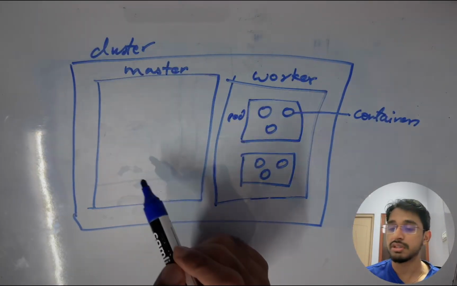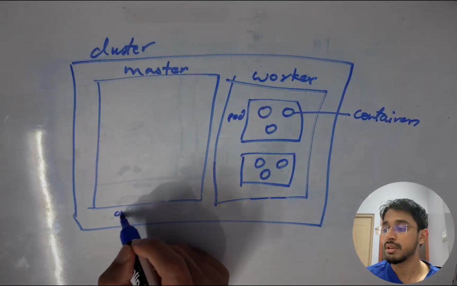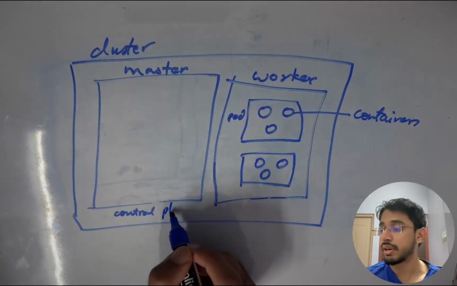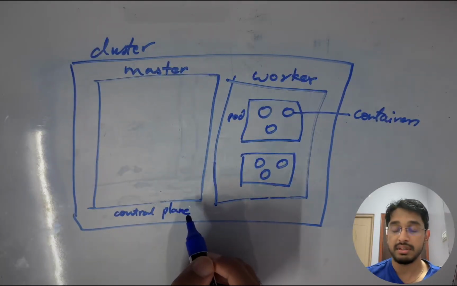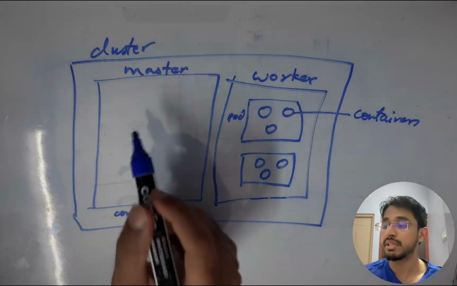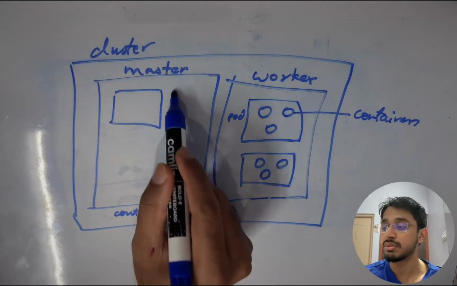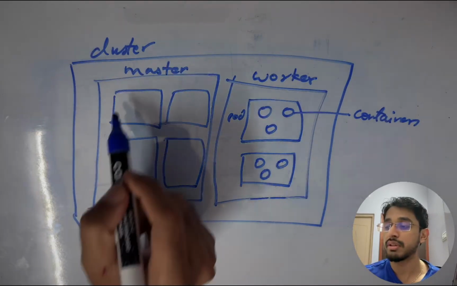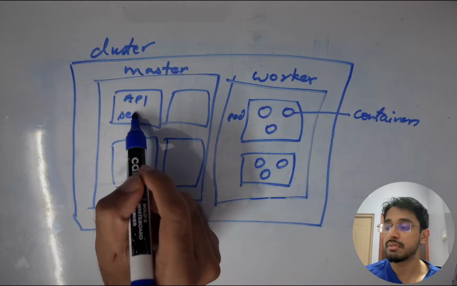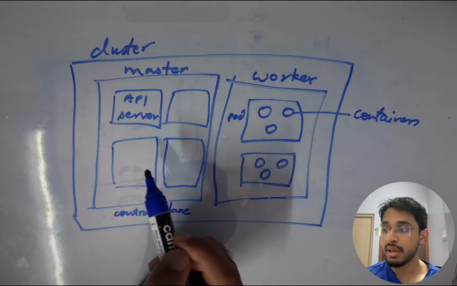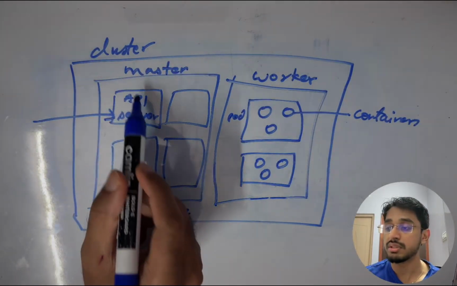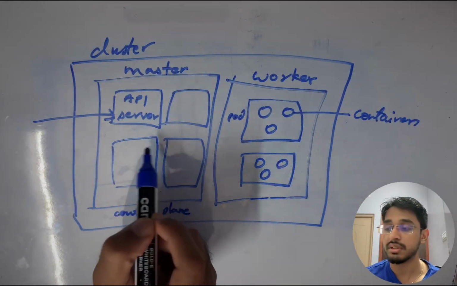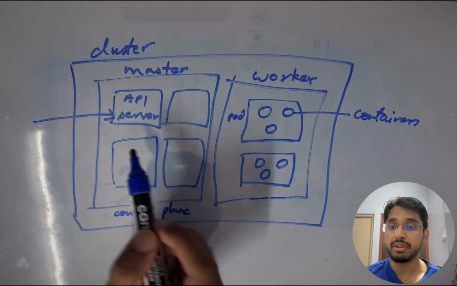This master node you see over here, you can also call a control plane. It controls your whole Kubernetes cluster. It contains multiple components. There are 4 main components, so we can draw them right here. The first is the API server. As developers, we communicate directly with this API server inside the master node, and based on whatever we instruct this server, it will go ahead and communicate further with our pods.